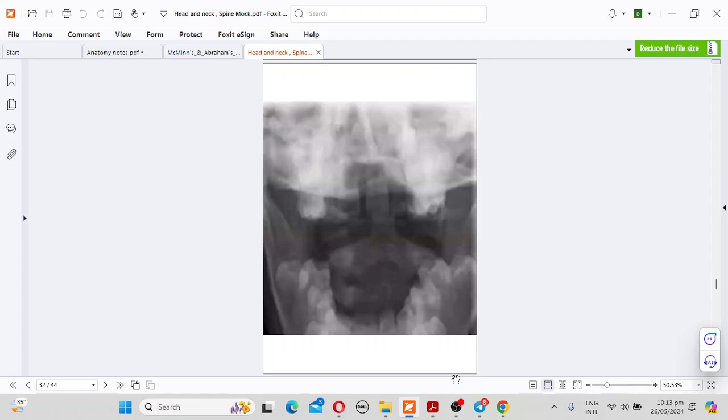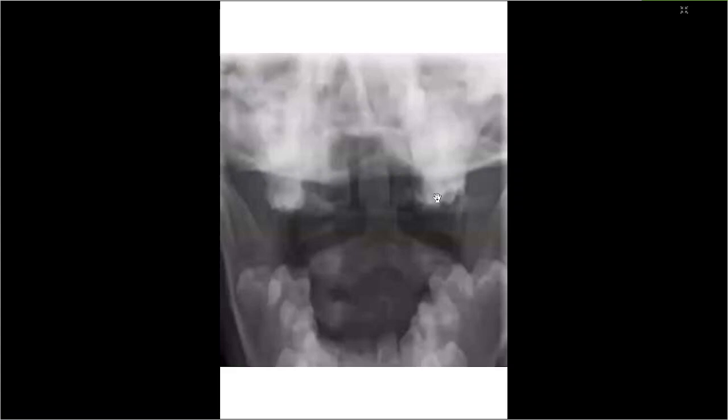All right, so this is the spine mock. Identify this image. What is the pathology here? So this is an open mouth odontoid view of the X-ray, which shows a fracture in the dens of the C2 vertebra. Okay, so what is this?